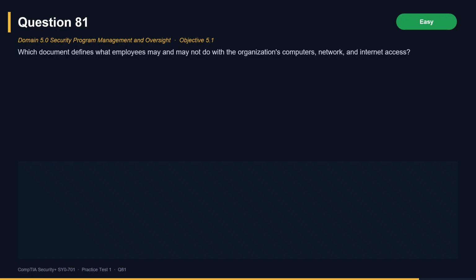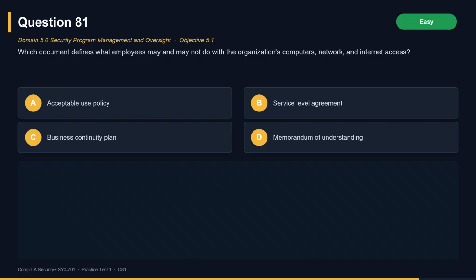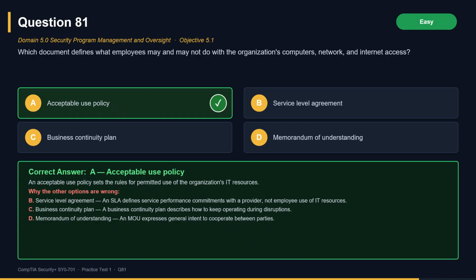Question 81. Which document defines what employees may and may not do with the organization's computers, network, and internet access? The correct answer is A, Acceptable Use Policy. An acceptable use policy sets the rules for permitted use of the organization's IT resources.